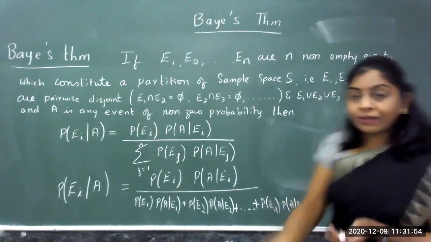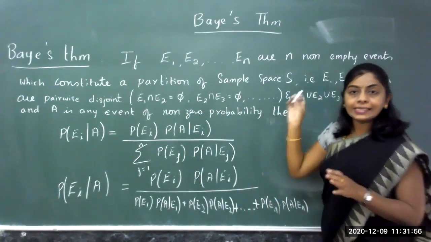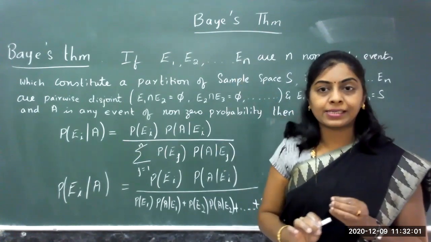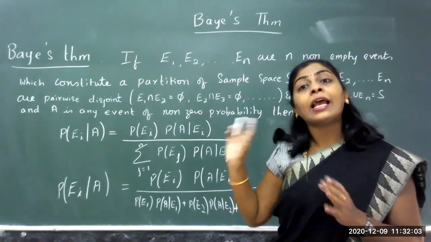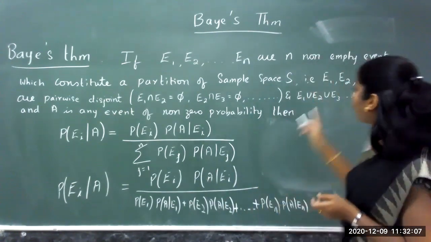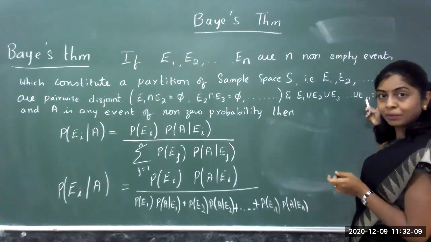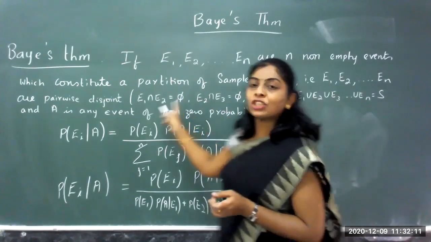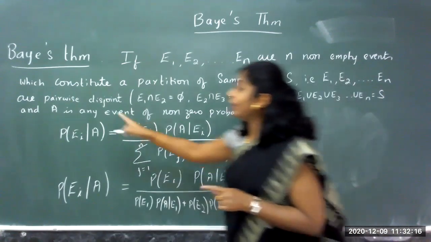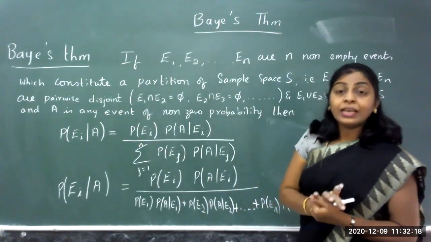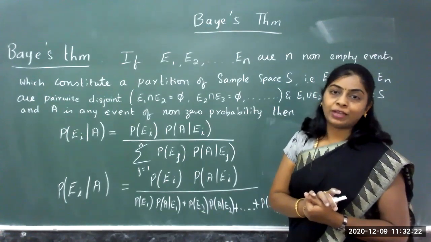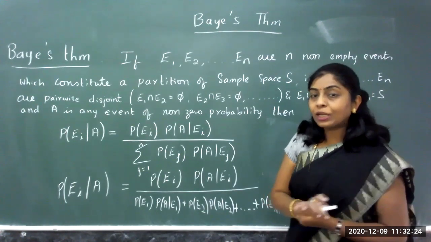So in this formula, I say that S is the sample space, and there are n different subsets. E1, E2, E3, up to En are nothing but the subsets of the samples. The union of all of them constitutes the sample space, and the intersection of any two of them is the null set. Then there is an event A that occurs, and I have to obtain its probability.